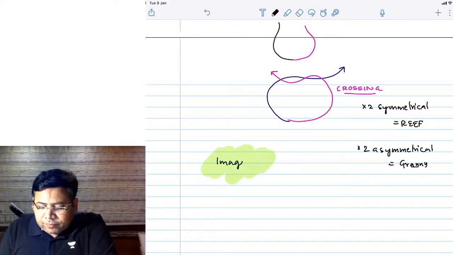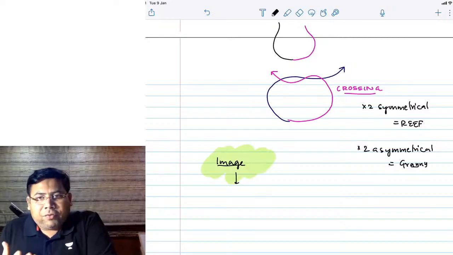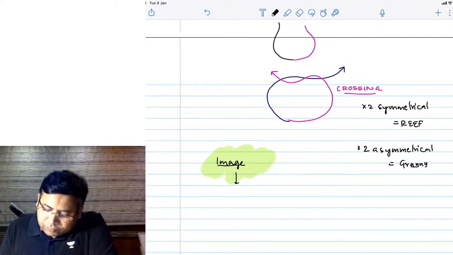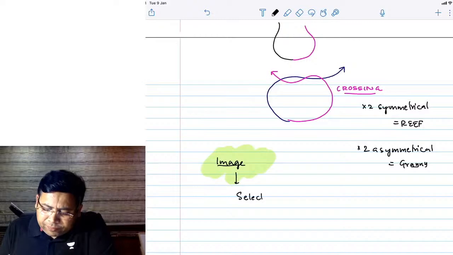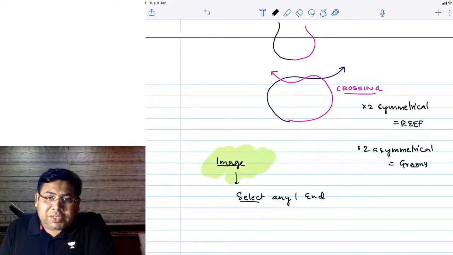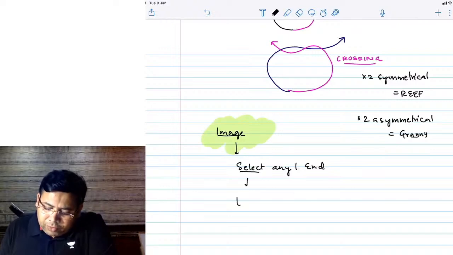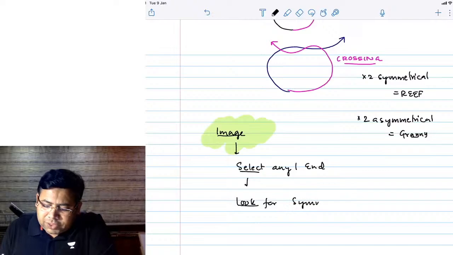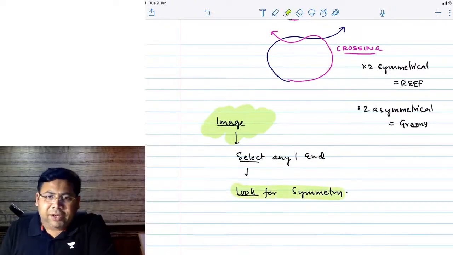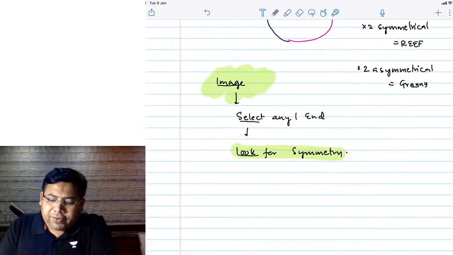On the image, the rule for telling whether it is a granny's or a reef is to select one end at a time. Select any one end, and then look for symmetry. What do you mean by selecting any one end and then looking for symmetry? Try to understand this.